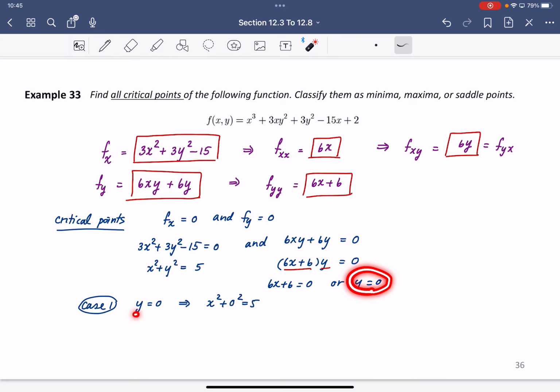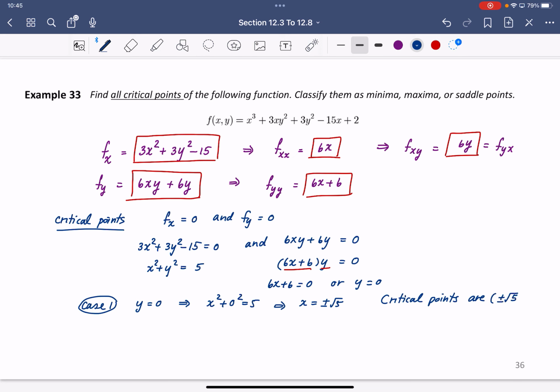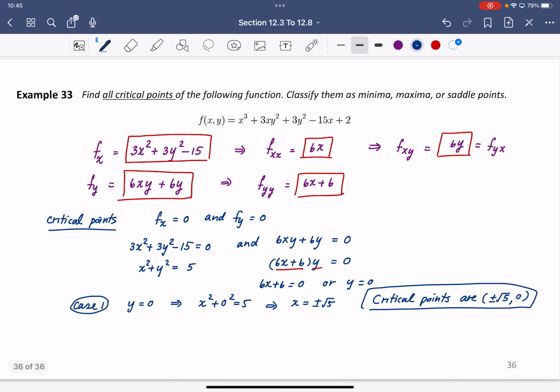So set y equal to 0 and then plug in back here. So you're going to get x equal to plus or minus square root 5, which means you have two critical points for this case. The two critical points for this case are plus or minus square root 5, comma 0. This is the first two critical points for case number 1.